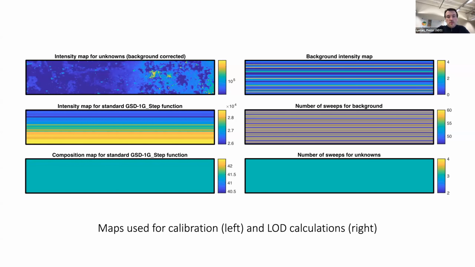The map that you see on the right are the background intensity map that gives you the value of the background before each raster, for each line on the map. The second is the number of sweeps for background, and the third one is the number of sweeps for unknowns, and you can use those maps to calculate the limit of detection.